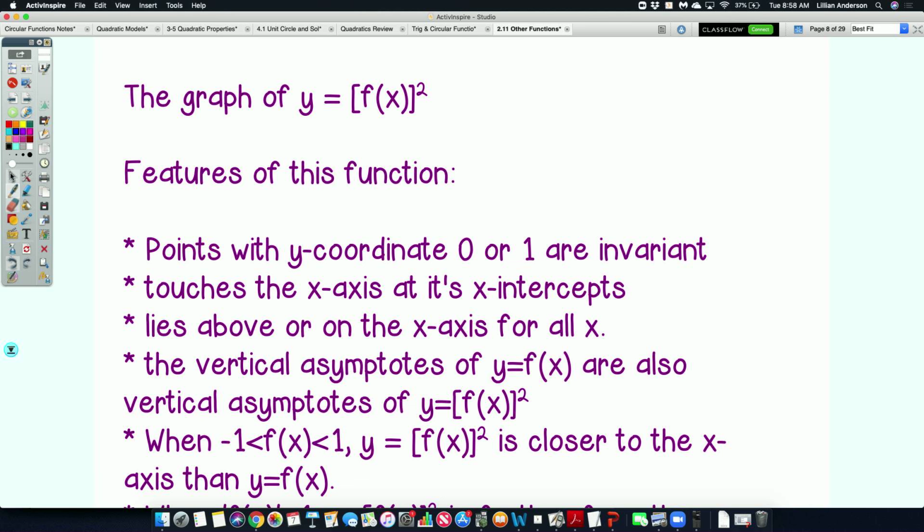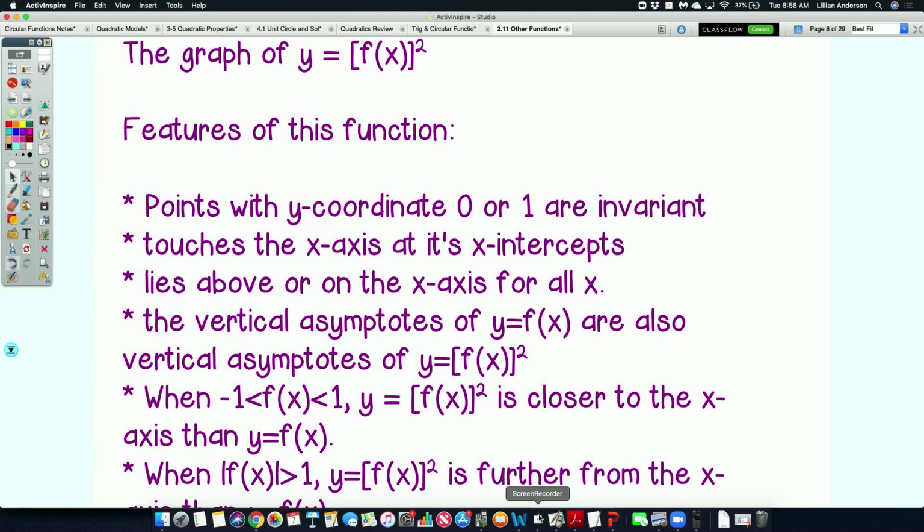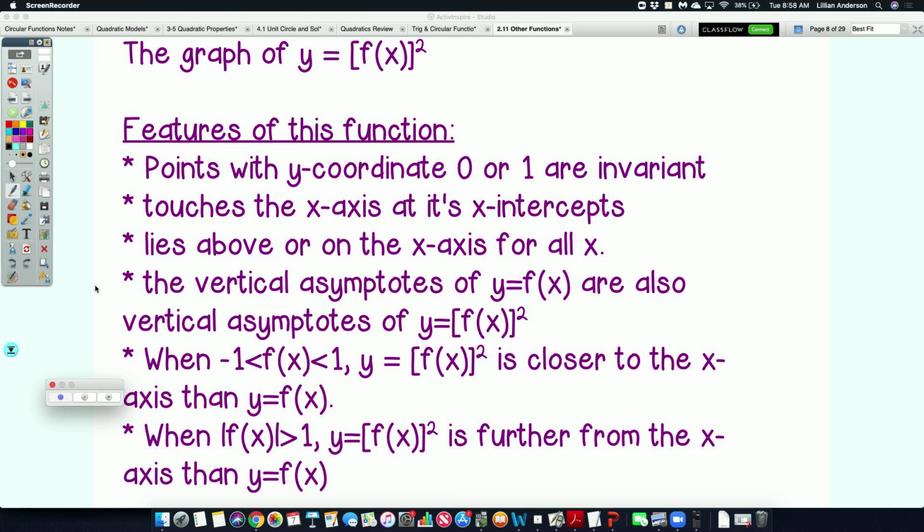When your function's y values are between -1 and +1, then the graph of the function squared is going to be closer to the x-axis than the original function. And also when the absolute value of your y values is greater than 1, then on the function squared, it's further away from the x-axis than the original function.